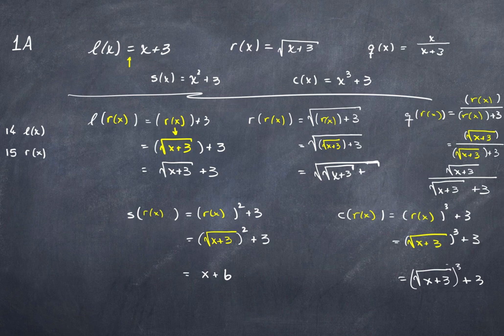Pardon my slow pen, there we go. There's a 3. Yeah, if I replace x with r of x, then I get this, but I know what r of x is, so I replace the name with the expression, and then I can simplify. Again, there's not much I can do here.